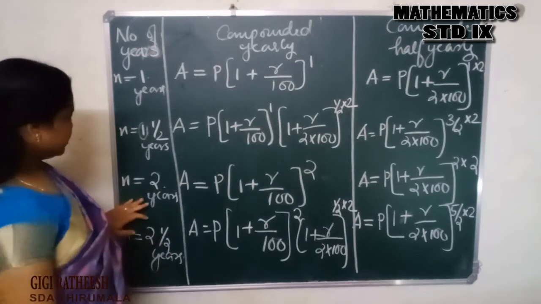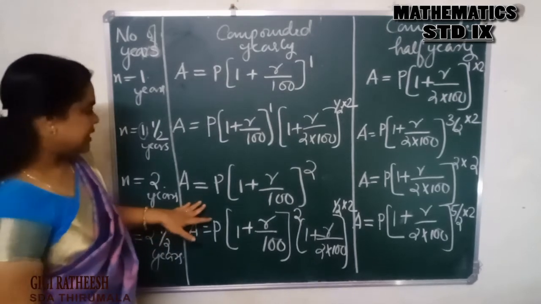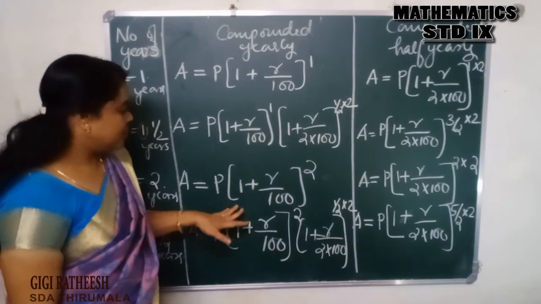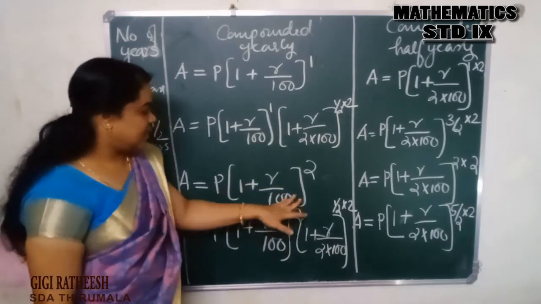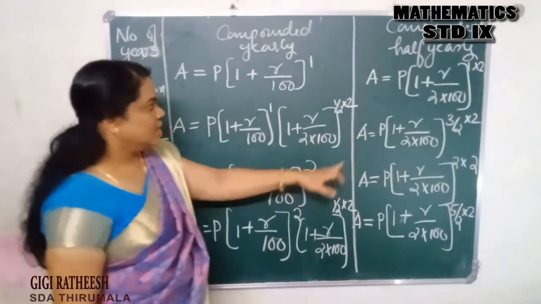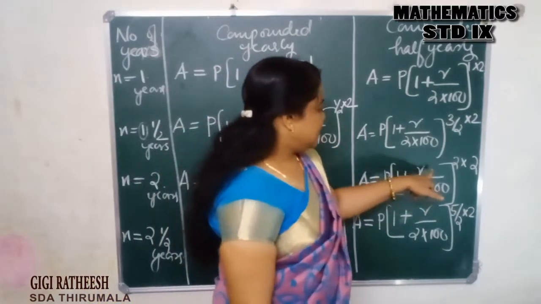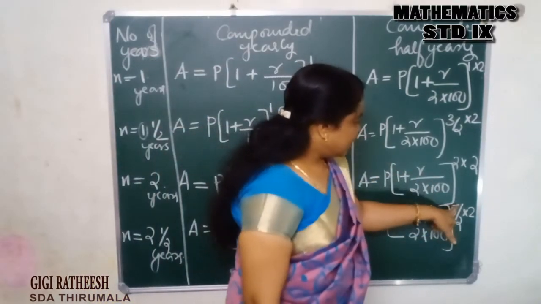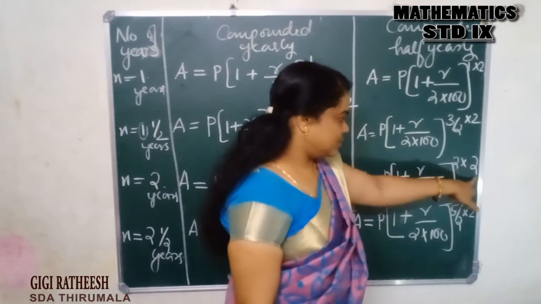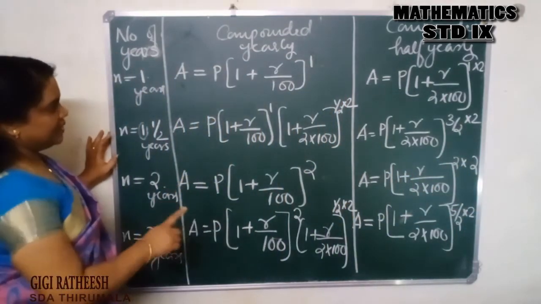Then if n is equal to 2 years, A is equal to P into 1 plus R by 100 the whole square. Here n is equal to 2. And for half yearly, A is equal to P into 1 plus R by 2 into 100 the whole raised to n into 2, that is 2 into 2. That is for half yearly, for every 6 months.